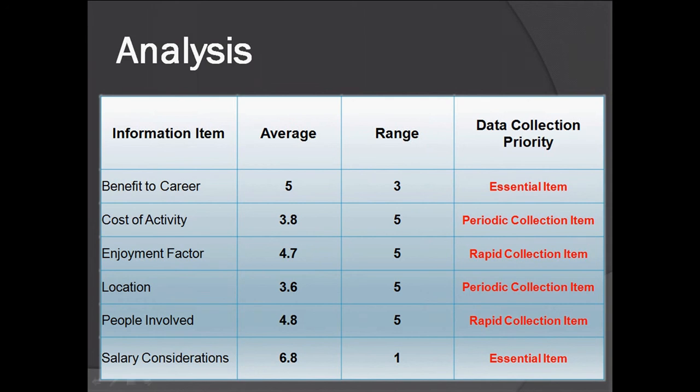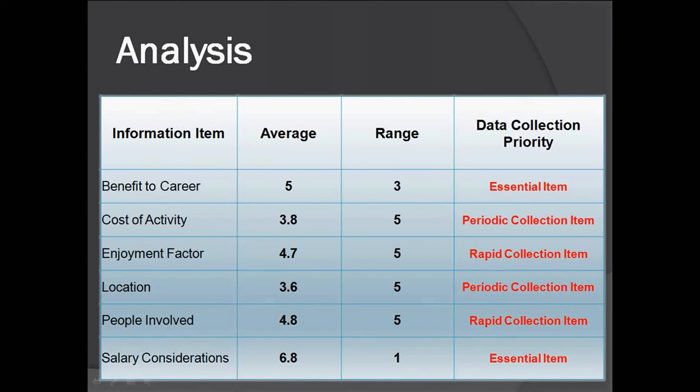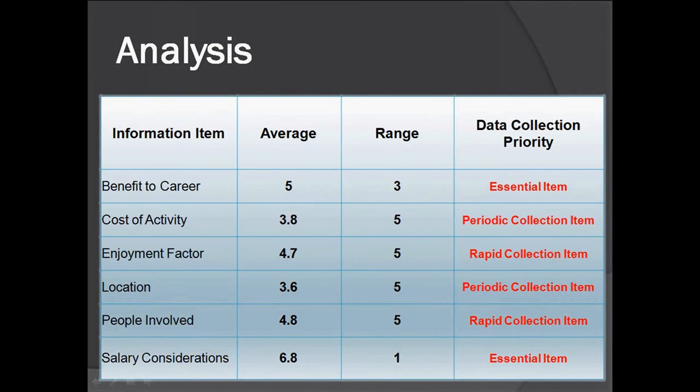A low average rating and a wide range across the items designates the information item as a periodic collection item. Data should be collected on these items when needed. A low average rating and a low range designates a low priority item. These items can generally be ignored.